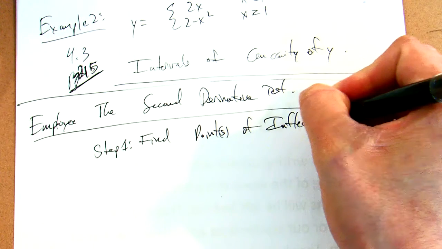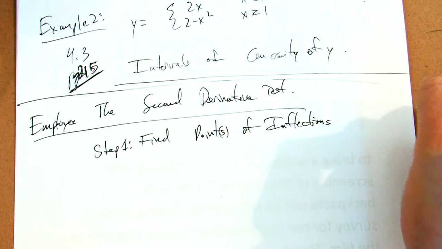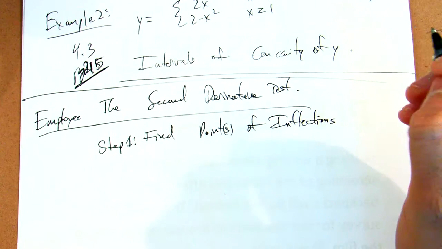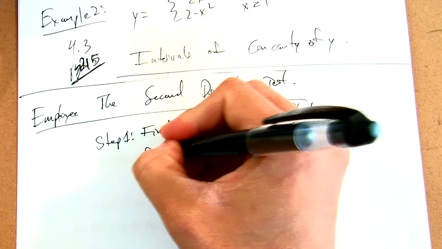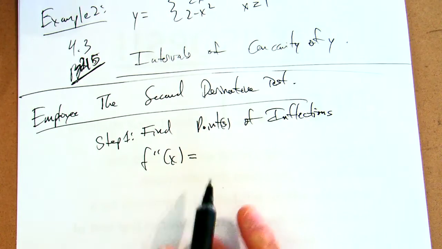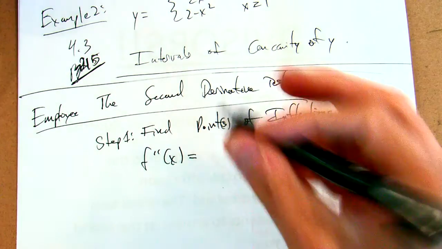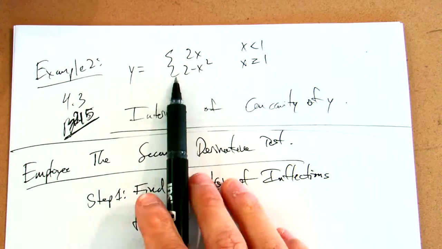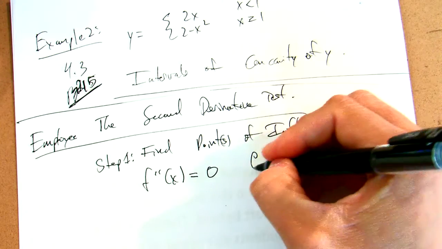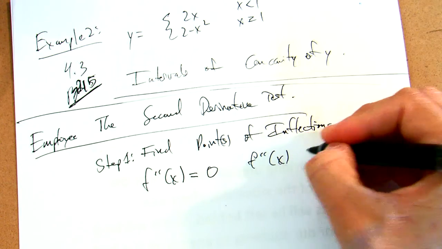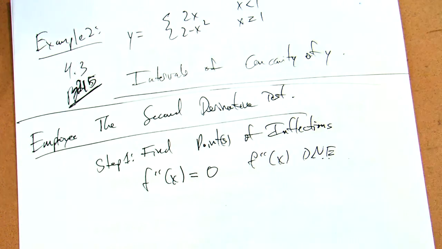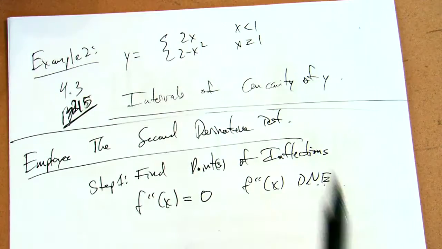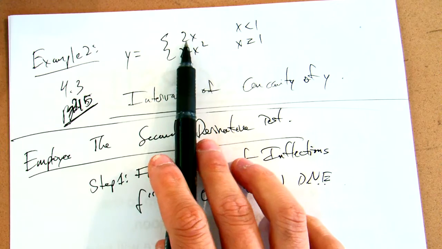inflection. How do we find the points of inflection, Miguel? We find where f double prime is, and we set it equal to what? 0. Right? So step 1 is a little bit tricky. It's where it's 0 or where it does not exist. So we need to check this out here.